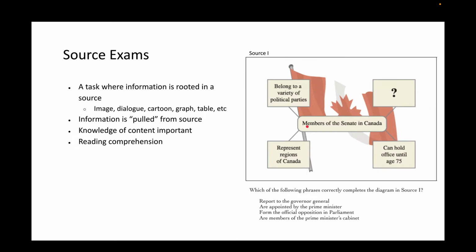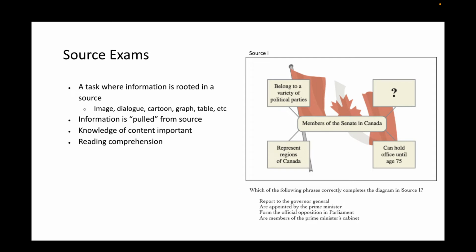So we've got members of the Senate in Canada. They belong to a variety of political parties. They represent regions of Canada, and they can hold office until the age of 75. Without even looking at the question, we know we're going to be answering for this question mark here. So let's take a look at the actual question. Which of the following phrases correctly completes the diagram in source 1? And there you go. We're looking for the question mark.